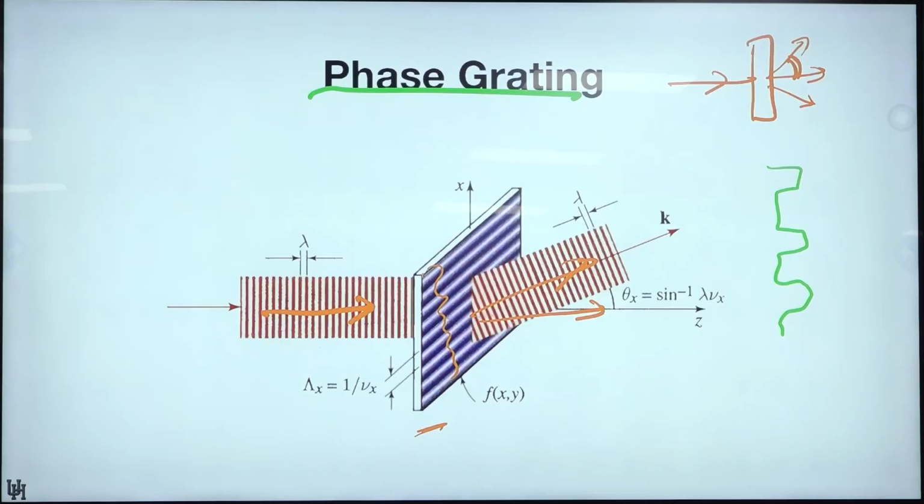And that way you have, even for a single wavelength, multiple directions. This is for a purely sinusoidal grating, but most gratings are not sinusoidal. Most people make gratings that are not sinusoidal.